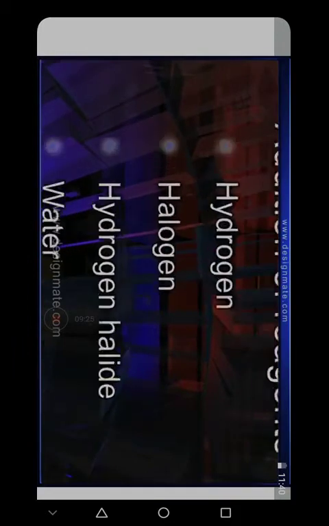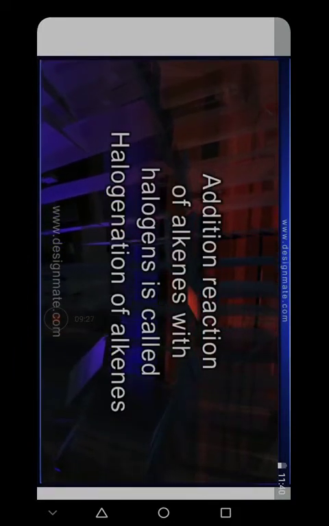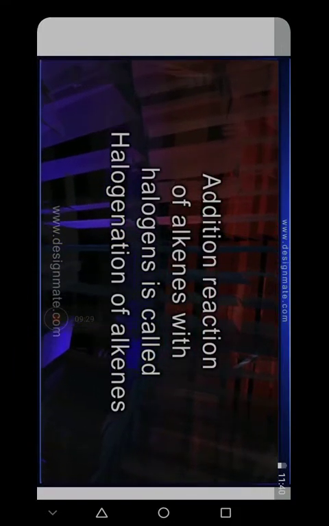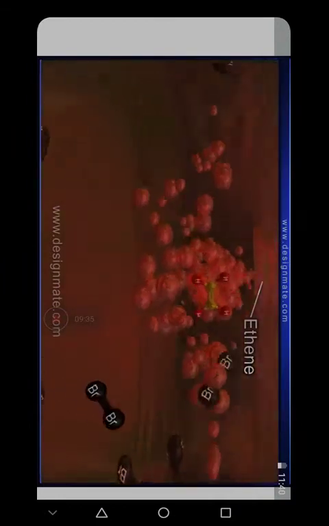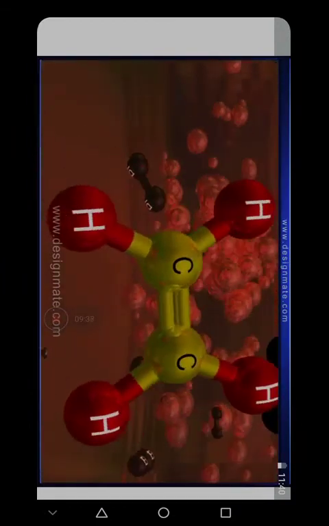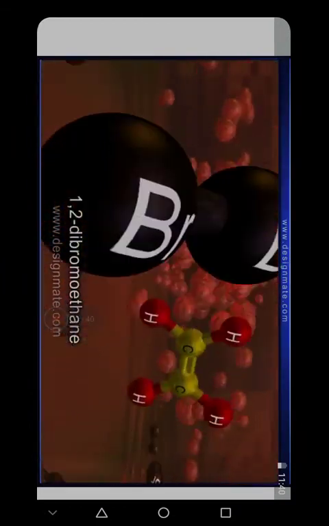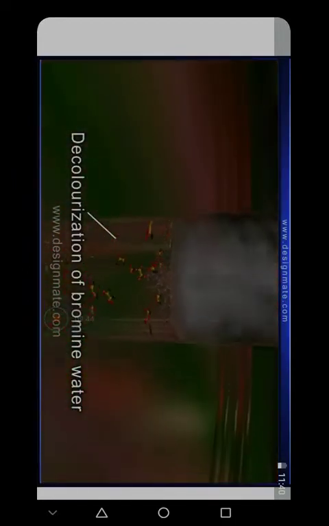Reaction with halogen. Addition reaction of alkenes with halogens is called halogenation of alkenes. Take a glass jar filled with bromine water. Pass ethene gas through it. Here the reaction between ethene and bromine water gives 1,2-dibromoethane. This is indicated by decolorization of bromine water.